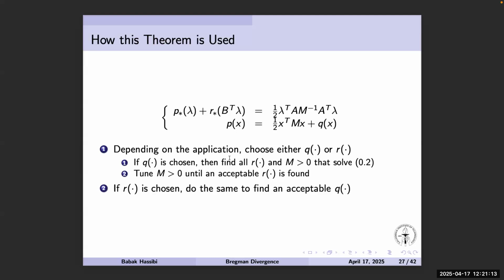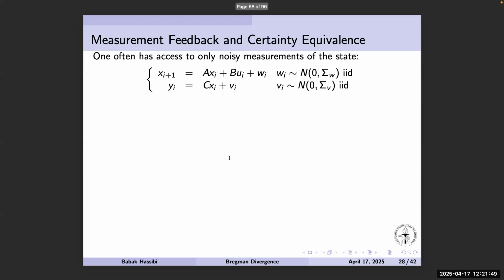So for example, I can choose Q. And so the way I'll show you all these examples, I'll either choose Q, a cost on the state, then I'll find every R and M that are consistent with that through the equation, and I'll fiddle around with M until I find an R that I want. Or I do the other way around. I can choose R, and I'll show you examples of both, and I'll find an acceptable Q. So I can choose one of the two. So the framework is not perfect. I can't willy-nilly choose Q and R, but I can willy-nilly choose one of them.